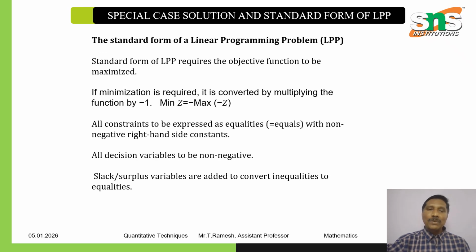Next, what is standard form? The standard form of an LPP is as follows. The objective function optimum must be maximum. If it is minimum, we convert it by multiplying the function by minus, that is, minimum z is minus maximum of minus z. All constraints should be equality type with non-negative right-hand side. All the decision variables must be non-negative. Slack and surplus variables are added to convert inequality to equality. So these are all the conditions for standard form.